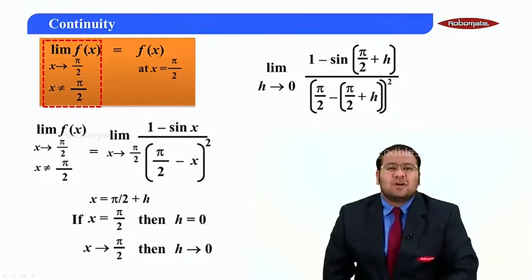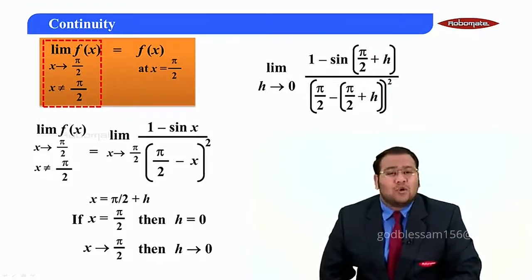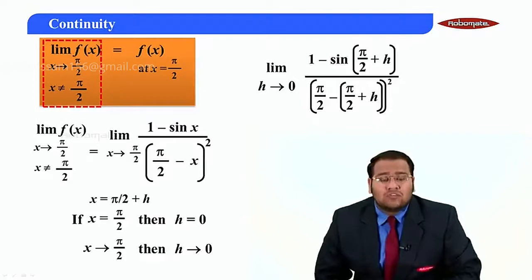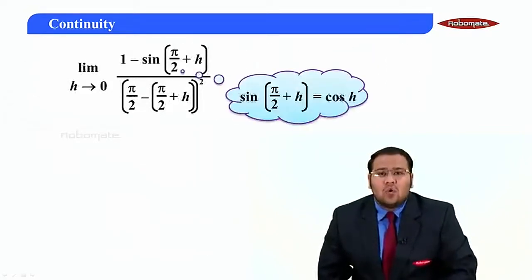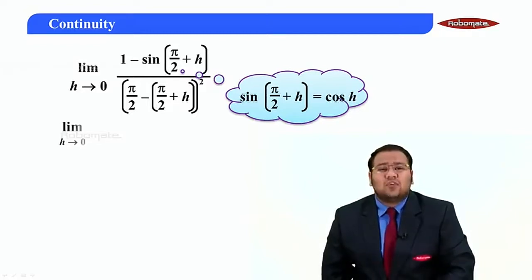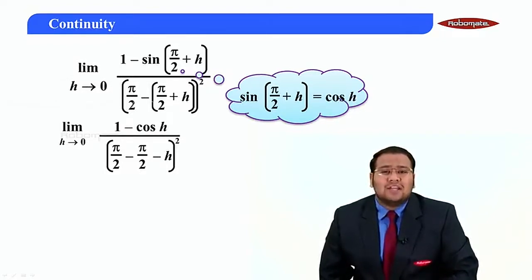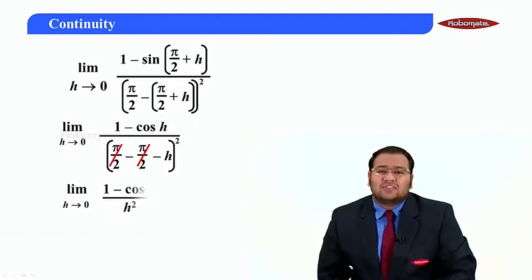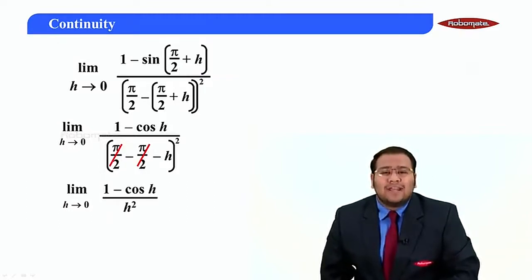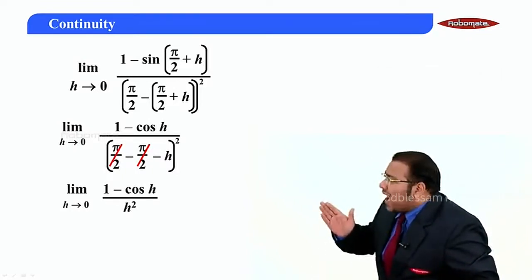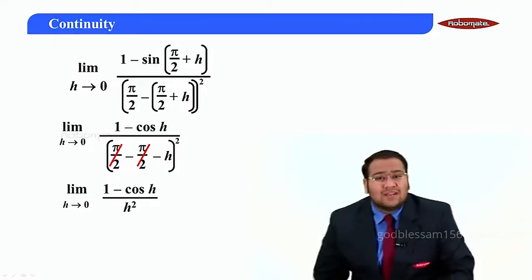Limit h tending towards 0, 1 minus sine of pi by 2 plus h, the whole upon pi by 2 minus pi by 2 plus h, the whole square. So solving it ahead, what would the equation be? You already know that sine of pi by 2 plus theta is cos theta. So over here, sine of pi by 2 plus h would be cos h. That is 1 minus cos h upon, pi by 2 is getting cancelled and what we have is minus h the whole square. So the equation would be 1 minus cos h upon h square.